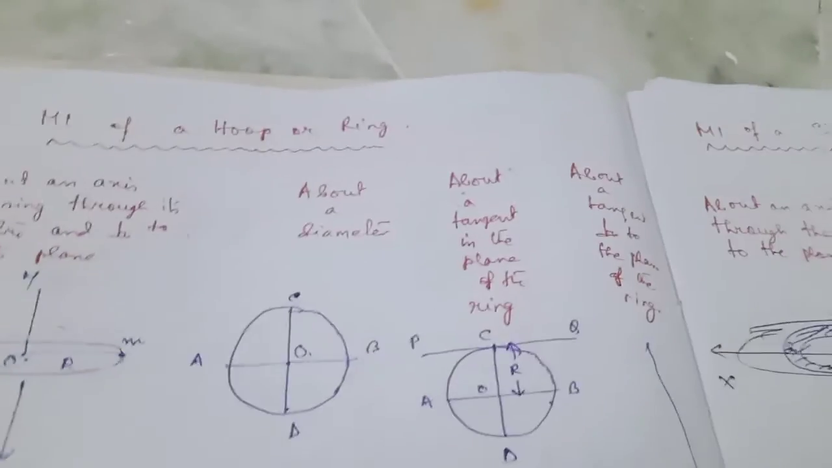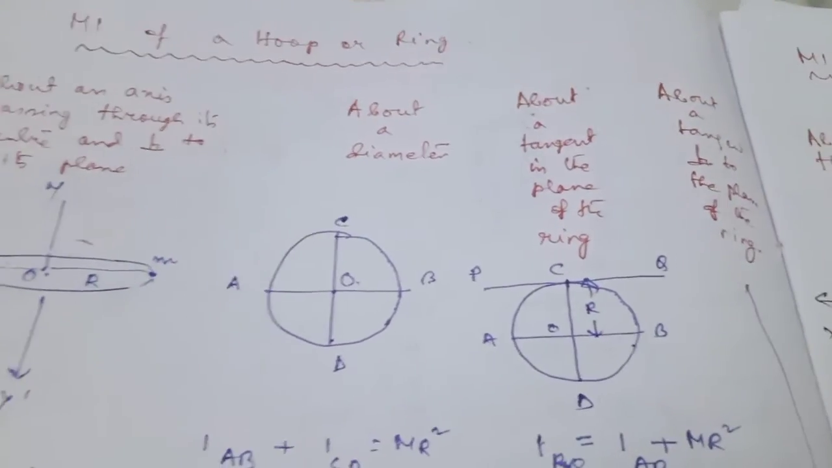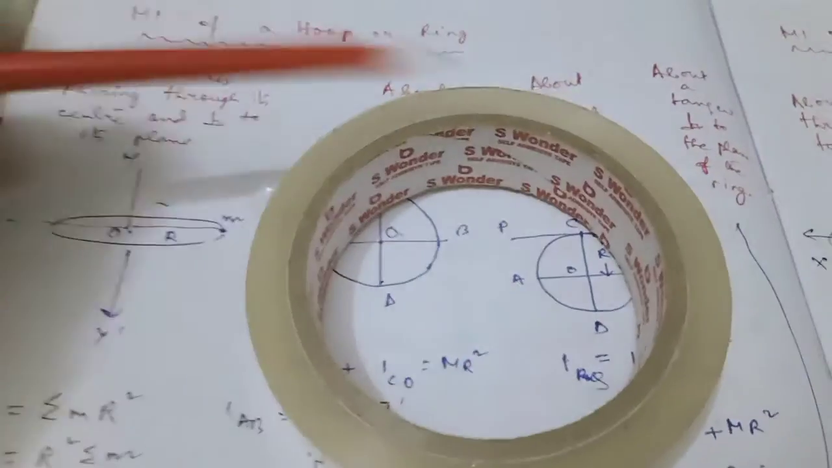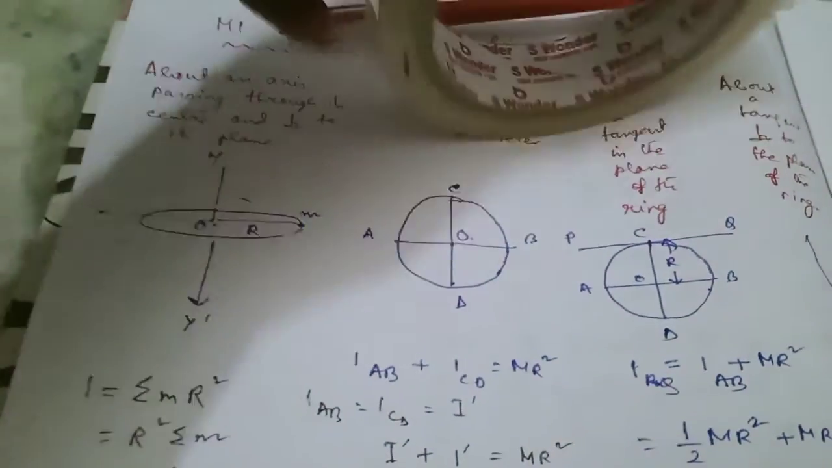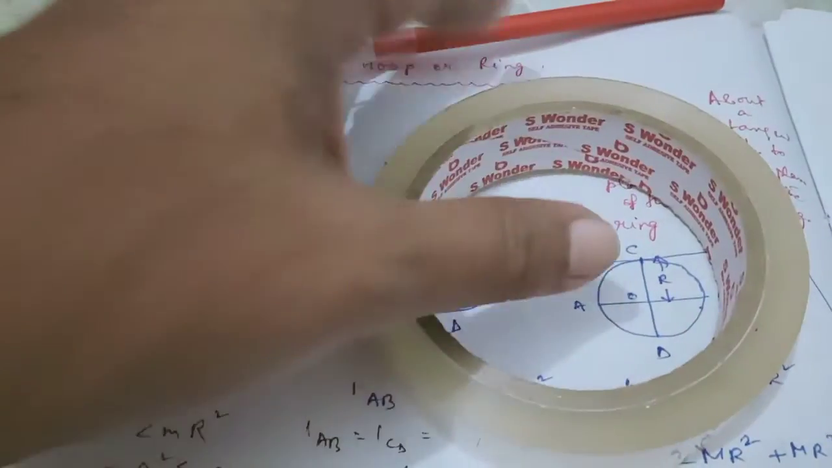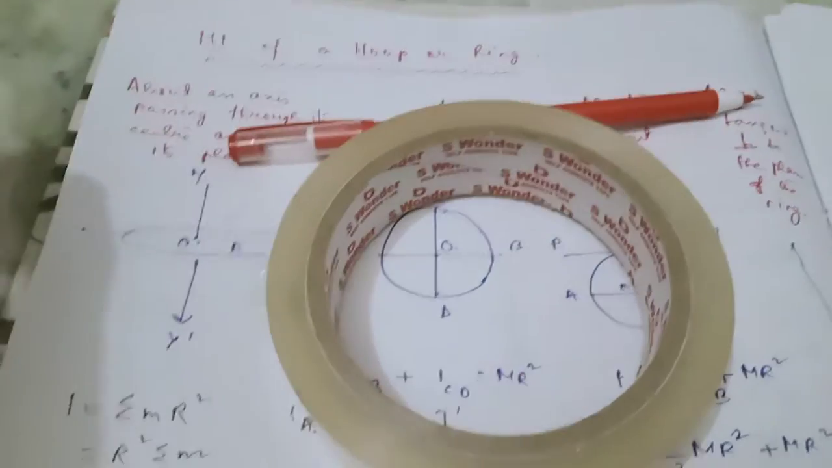Now you can also calculate about a tangent in the plane of the ring. Tangent in the plane of the ring. See, this is a ring. If this is the tangent, it is turning about its tangent. This is a tangent, it is turning about its axis. This type of turning. How can you calculate it? Here also, this is the tangent.